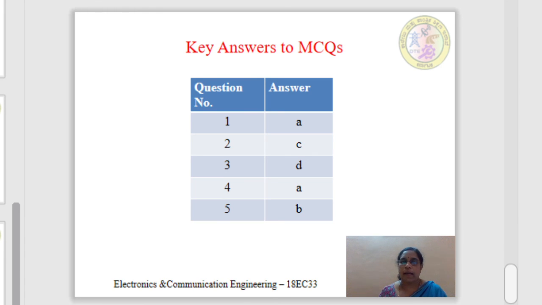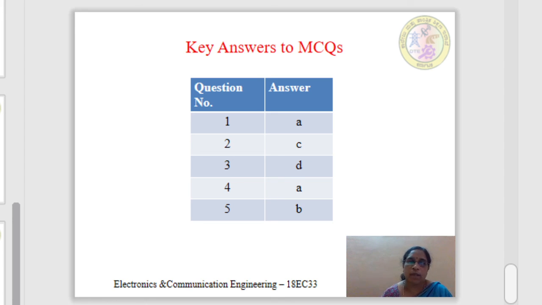Okay, so therefore the reverse bias is obviously going to decrease the width of the conducting channel. So therefore we have here the key answers to the multiple choice questions. You can refer back to the lecture, and again you can go back to the multiple choice questions, and according to the basic features or characteristics of the JFET, you can find the solutions here.